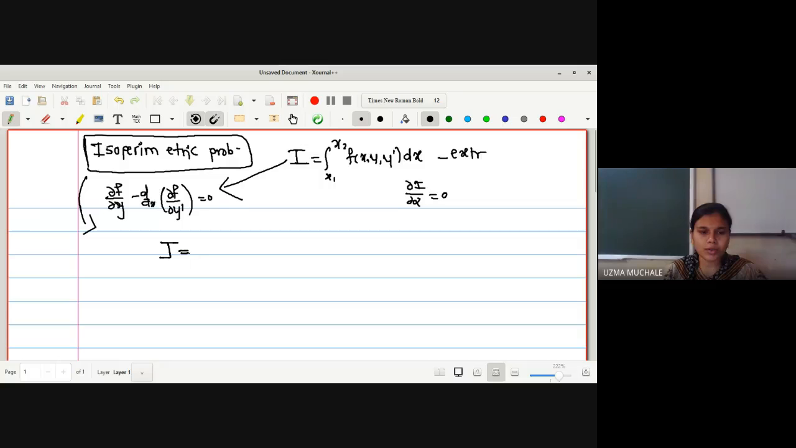What is that restriction? It is denoted by the integral J within the limits x1 to x2 of g of x, y, y dash dx, which is equal to some constant. So for extremization of integral I, we should also consider J, or we should find the extremization of I under the condition of J. And our boundary conditions are y of x1 is y1, y of x2 is y2. So these are the things we have to study: that extremization of I should be considered under the condition of J.